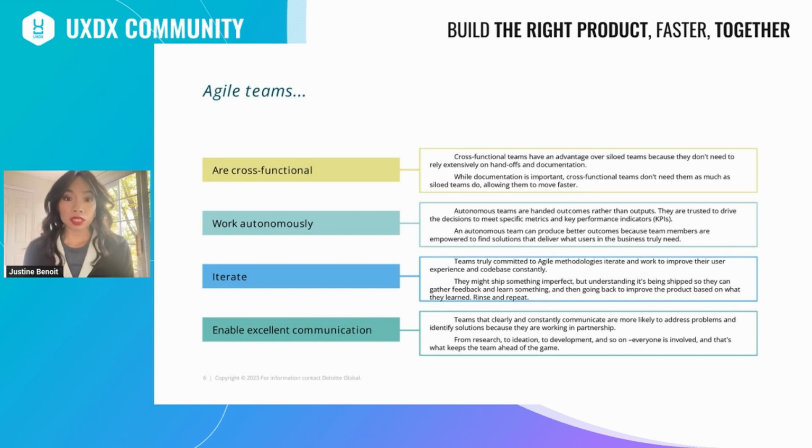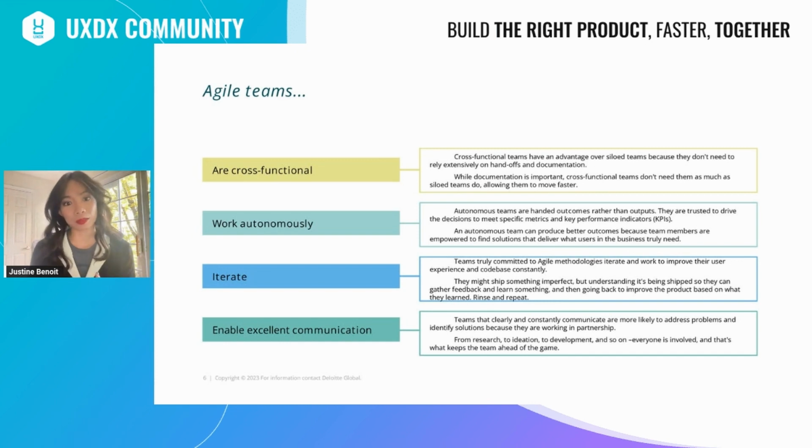One is that agile teams are cross-functional. When you say cross-functional, you have your functional team, you have your design team, you have your engineering team. They are working together collaboratively and closely and in partnership. They have an advantage over silo teams because they are communicating constantly. They are working together rather than in their separate little silos. And this allows them to move much faster and work more effectively.